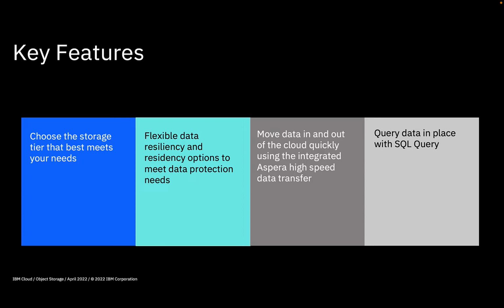IBM Cloud Object Storage has Aspera built into it, so if you need to carry out high-speed transfer of either large files or maybe even lots of small files, then Aspera is a really great way to do that. And one other really cool feature of IBM Cloud Object Storage is that it's integrated with a service called SQL Query, which allows you to interrogate delimited data files as though they're actually sitting in a database using SQL queries, and that's really cool.